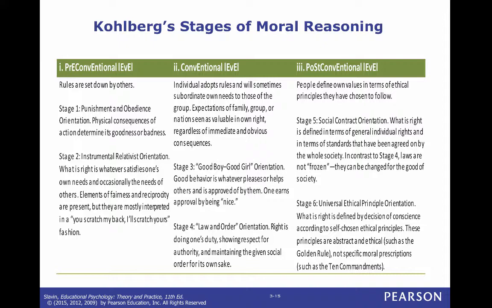Stage 2 is that instrumental relativist orientation, where right is whatever satisfies one's own needs and occasionally the needs of others. This is kind of like, what am I going to get out of it? And this is why some people talk about this, that it kind of fluctuates, because you probably know someone at your age now that it's like, well, what's in it for me?